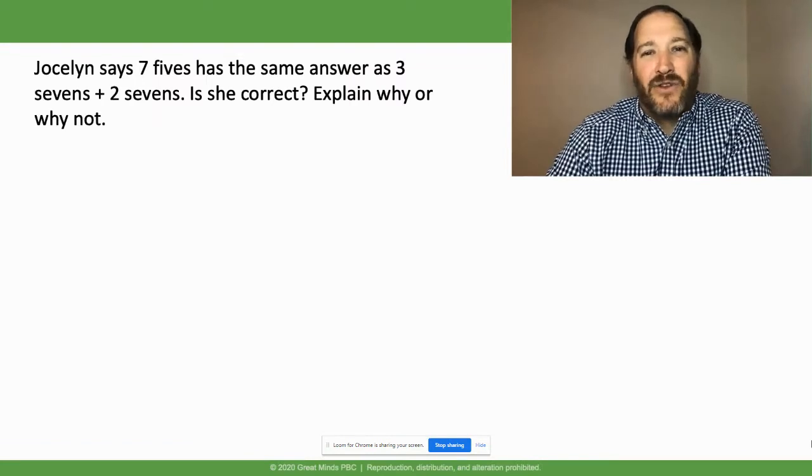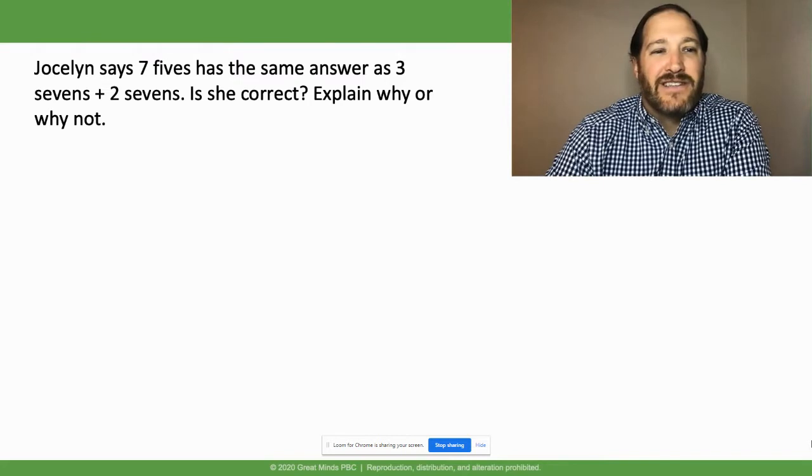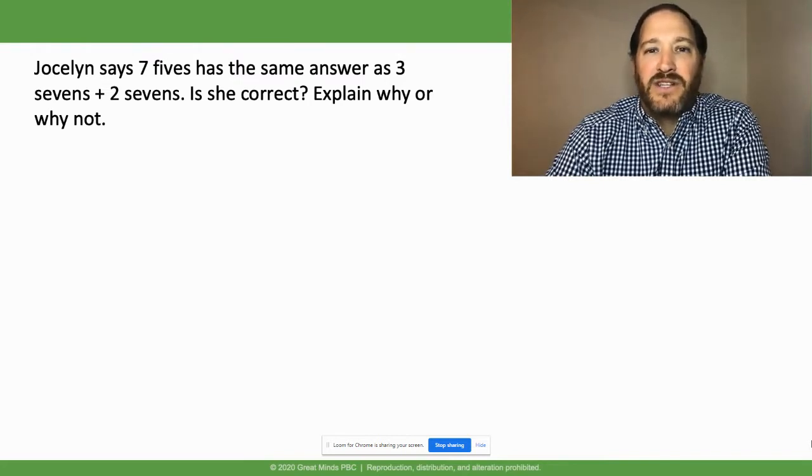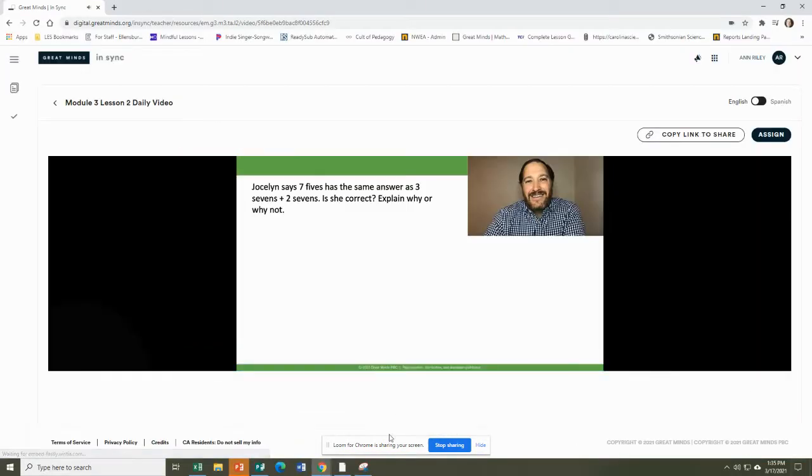Let's start today's lesson with the application problem. Follow along while I read aloud. Jocelyn says 7 5s has the same answer as 3 7s plus 2 7s. Is she correct? Explain why or why not. I'd like you to go ahead and take a moment to pause the video and complete that explanation. When you're ready to continue, press play and you can check your work with mine.